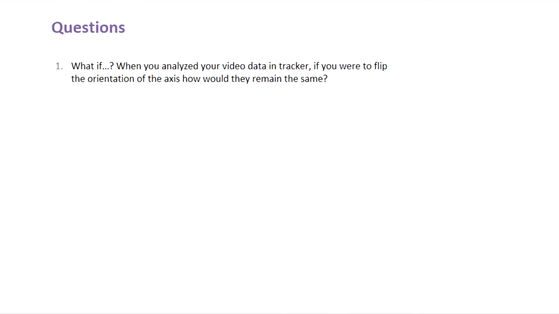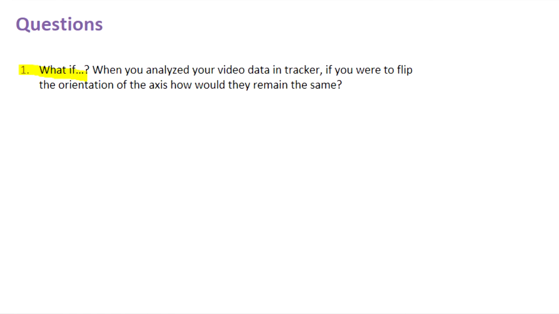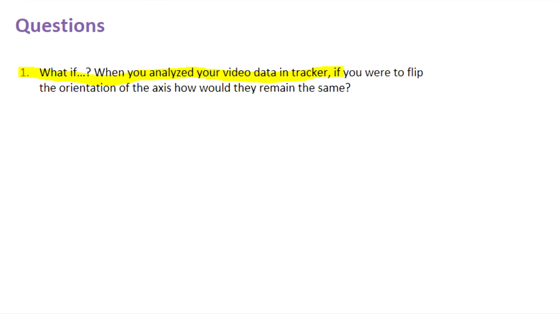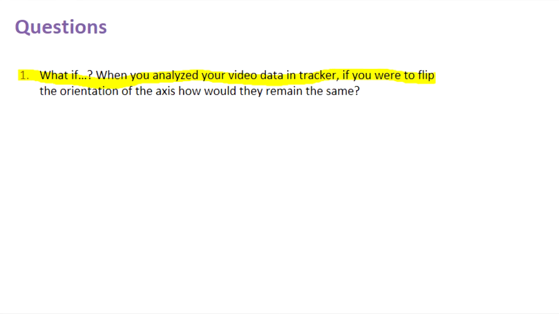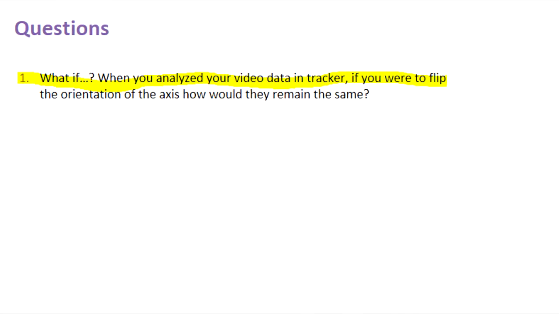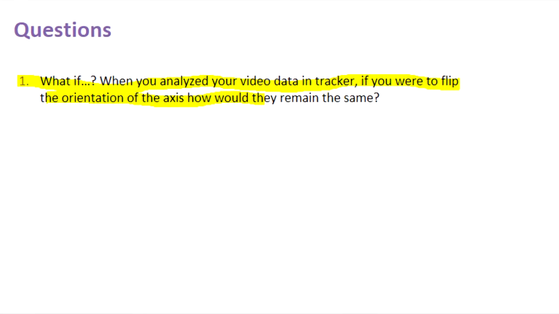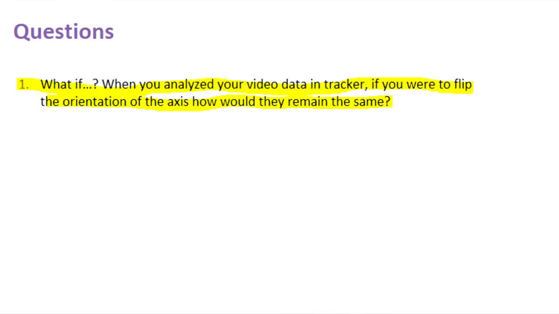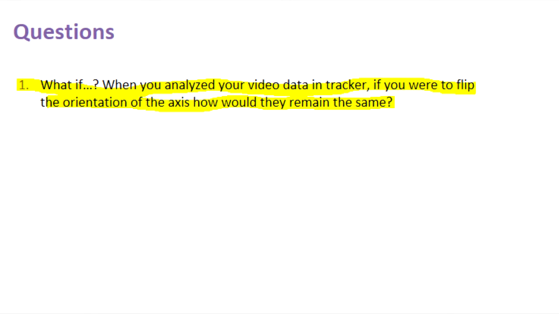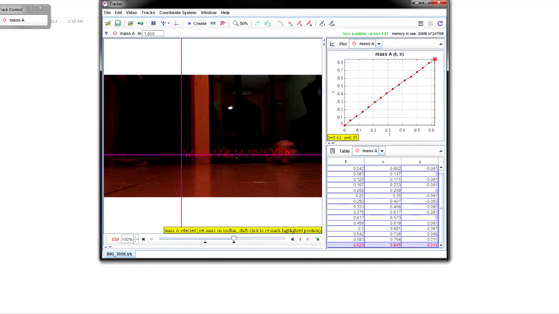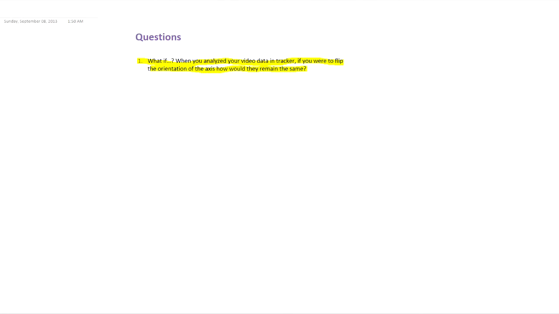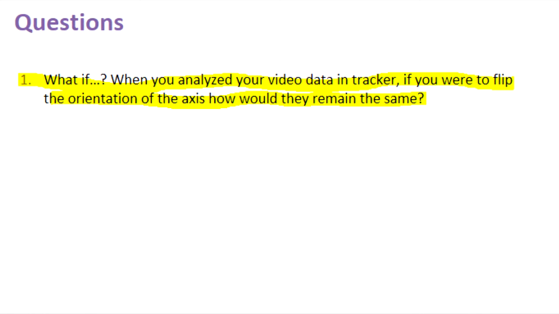Question number 1, Mr. Potter. What if, when you analyze the video in Tracker, you were able to flip the orientation of the axis, how would they remain the same? Well, the graph would not remain the same. Everything else would. In Tracker, the graph will go from the upper left corner to the bottom right corner. Nothing would really change, except the displacement will be negative to the left on the x-axis.